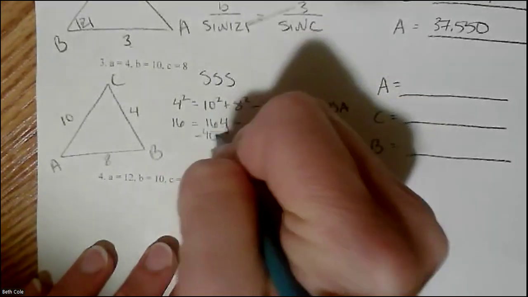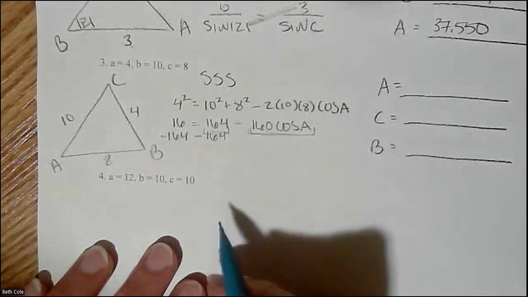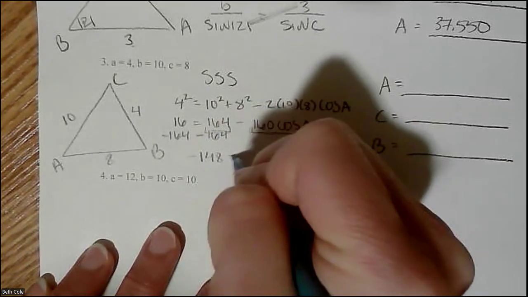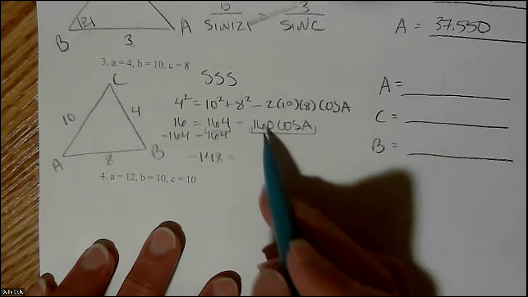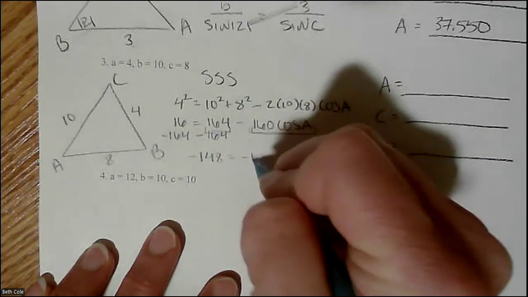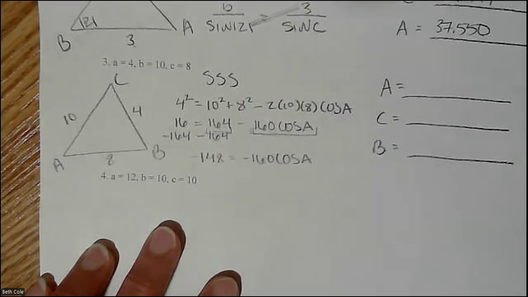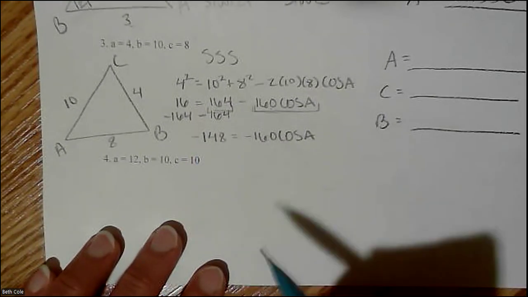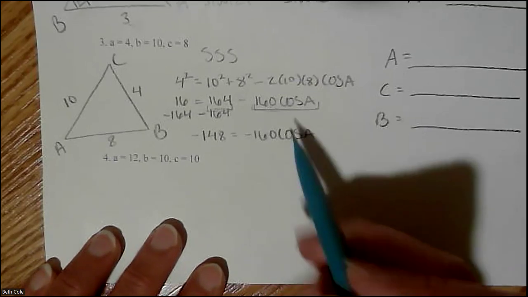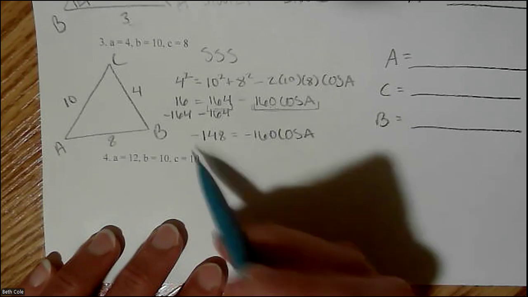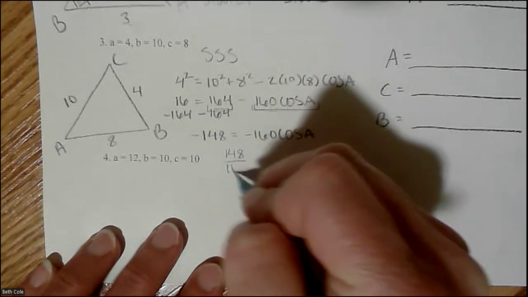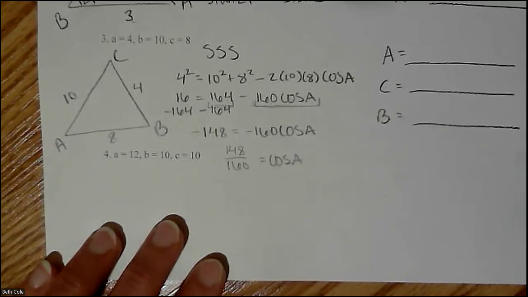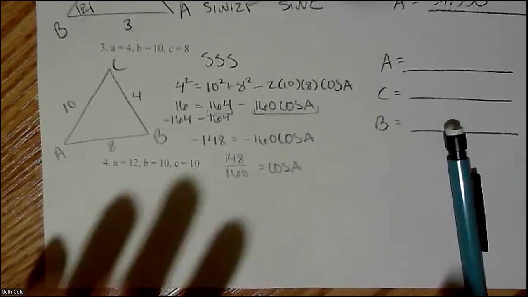So instead, what you're going to do is subtract over the 164. It is going to give you a negative number. It's going to be negative 148. But that is okay because on this side, you're left with negative 160 cosine of A. This is how it will turn out every single time, is you will get a negative on this side and a negative on this side, and they will cancel out. So your next step is to divide over the negative 160. I realize that reduces, but I don't really care because I'm going to type it in the calculator anyhow. So you get 148 over 160 equals cosine A.